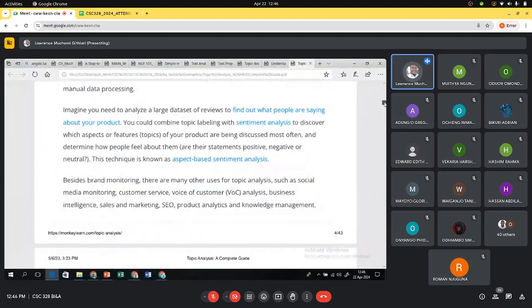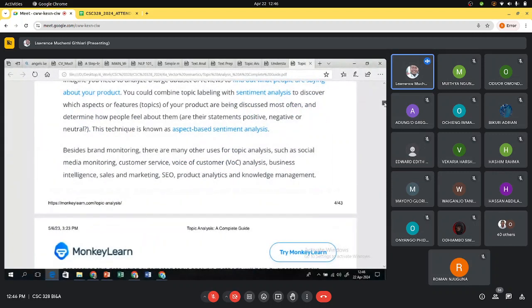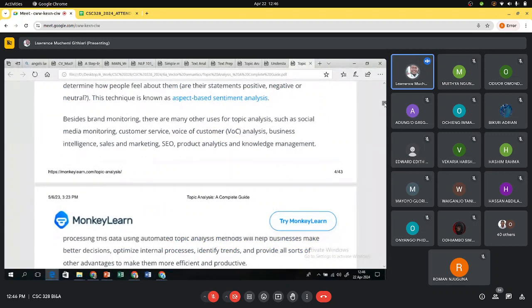Besides brand monitoring, there are many other uses for topic analysis, such as social media monitoring, like I was trying to do in my experience. I told you we were monitoring emails and other social media texts. We also have customer service, voice of customer analysis, business intelligence, sales and marketing, SEO, product analysis, and knowledge management.